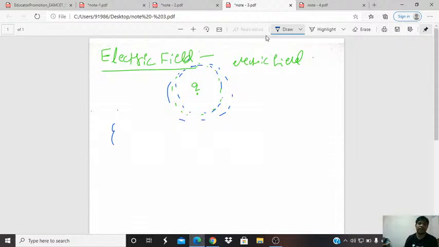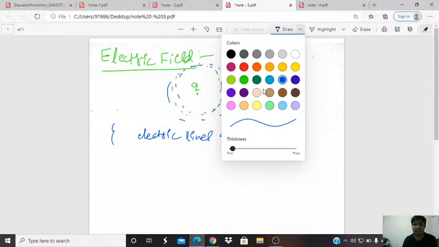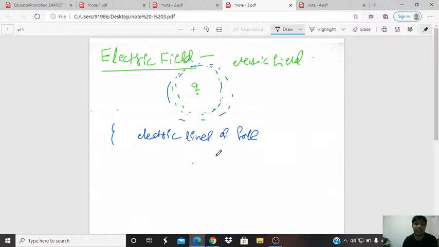Yeah. See, so this electric field we can represent by imaginary lines. They are called what? Electric lines of force. That imaginary lines are called what? Electric lines of force. Okay, we can represent an electric field with what? Imaginary lines. Those imaginary lines are called here electric lines of force or electric field lines.